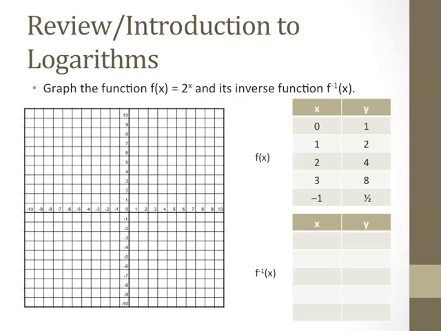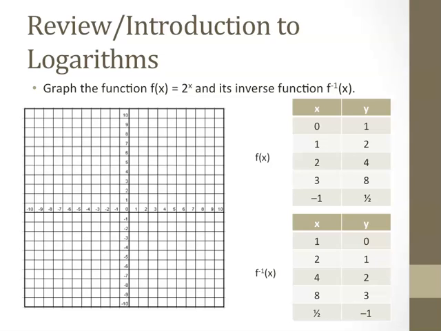Now remember, with inverse functions, we did a little bit of this in previous chapters. Inverse functions are functions where the input and the output are switched. So if we have a table of values for f of x, then the table of values for f inverse of x is simply going to be switching the x and y values. So the first one there is going to be 1, 0, next one is 2, 1, then 4, 2, then 8, 3, then 1/2, negative 1.